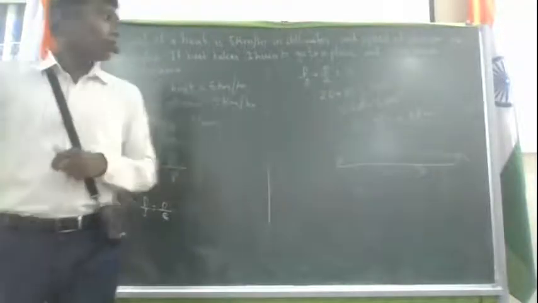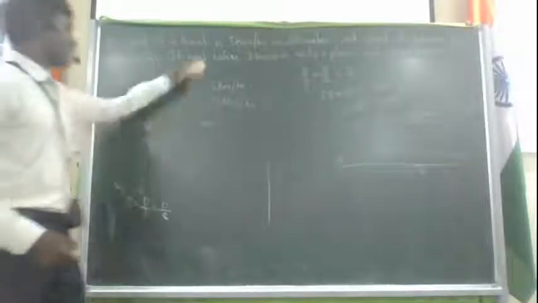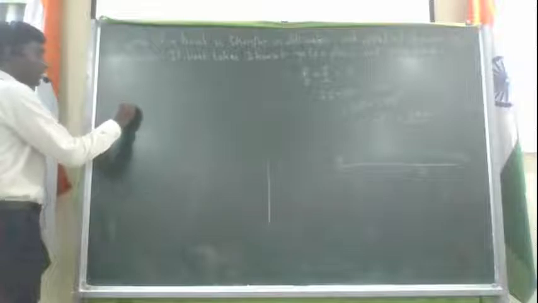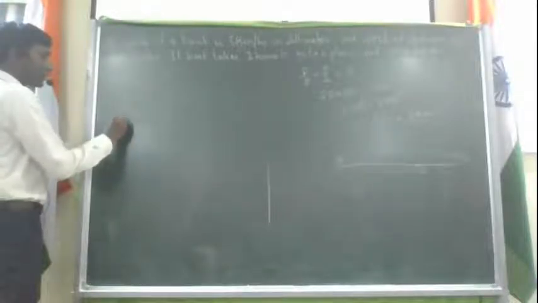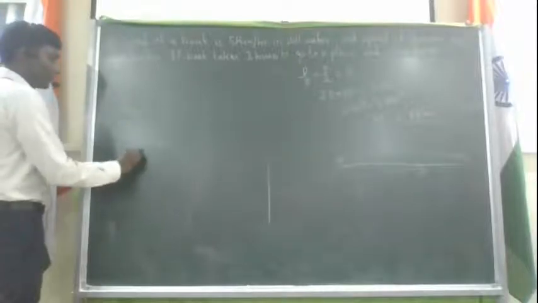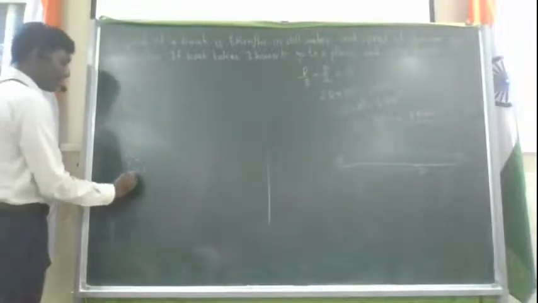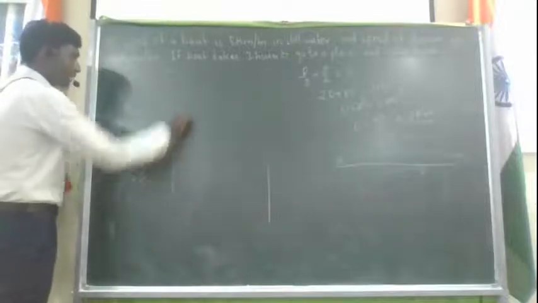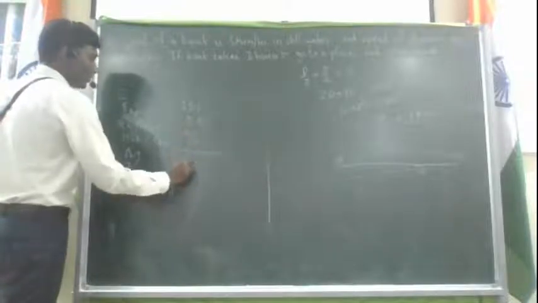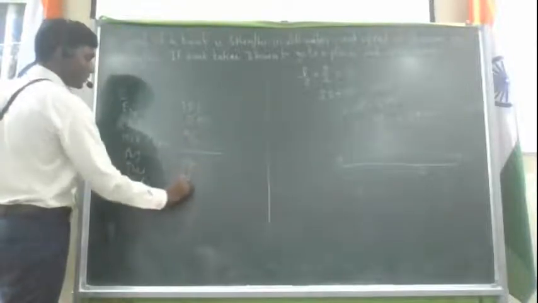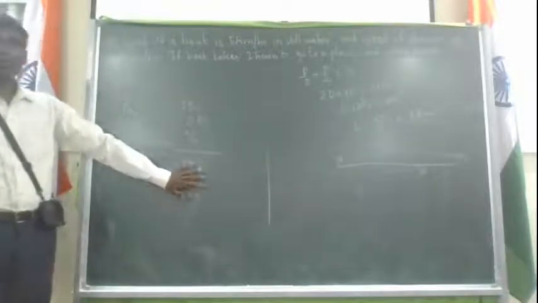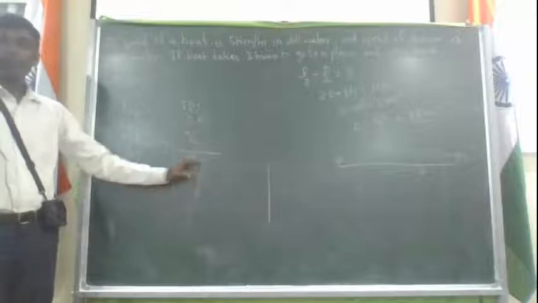So almost now for AFCAT we have done everything. For example, simplification, then exponent, then ratio and proportion, HCF and LCM, then average, then time and work, then pipes and cistern, then time, distance, speed, boats and stream, percentage. Now what is remaining? Profit and loss, simple interest, compound interest. These chapters are remaining. This is interesting, tricky and a little tough. This we will do slowly.